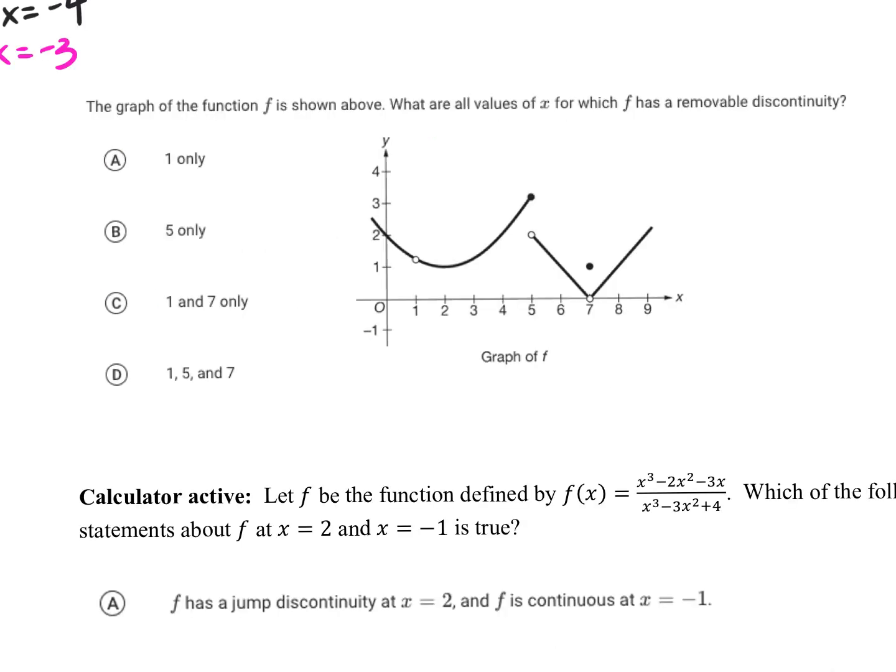AP will ask you this. This would be an AP question. They're checking, do you know what removable discontinuity is? That's when you just give yourself a little reminder, that's a hole. On what x value do we have a hole? 5. At 5, actually, that's a jump discontinuity. That'd be non-removable. I hear at 7 we have a hole. I agree. You down with that, EJ? Yeah.